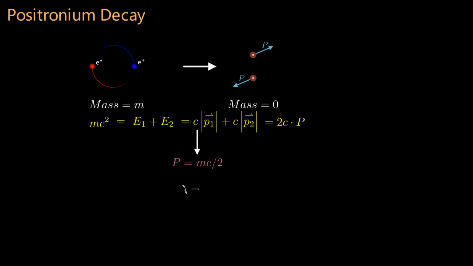We can further use the de Broglie wavelength formula to calculate the wavelengths of the 2 photons produced by positronium decay. Of course, this goes beyond the realm of relativity and into quantum mechanics.